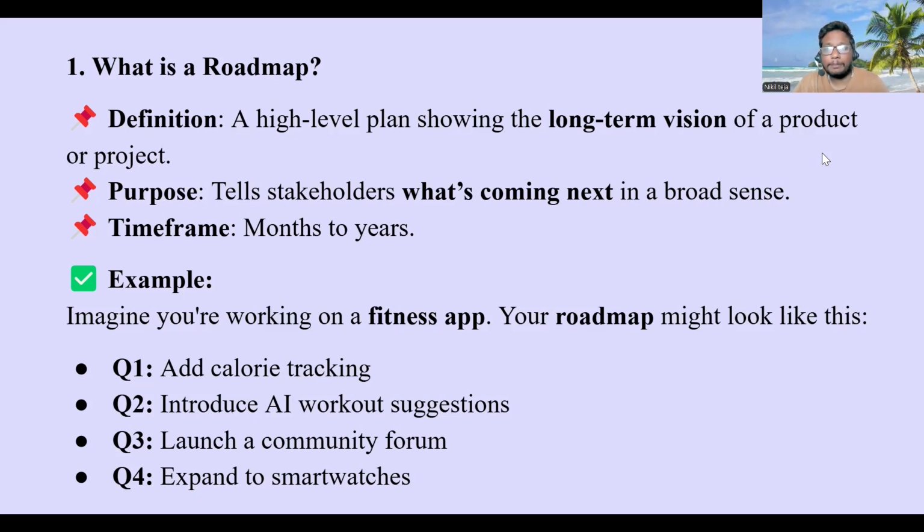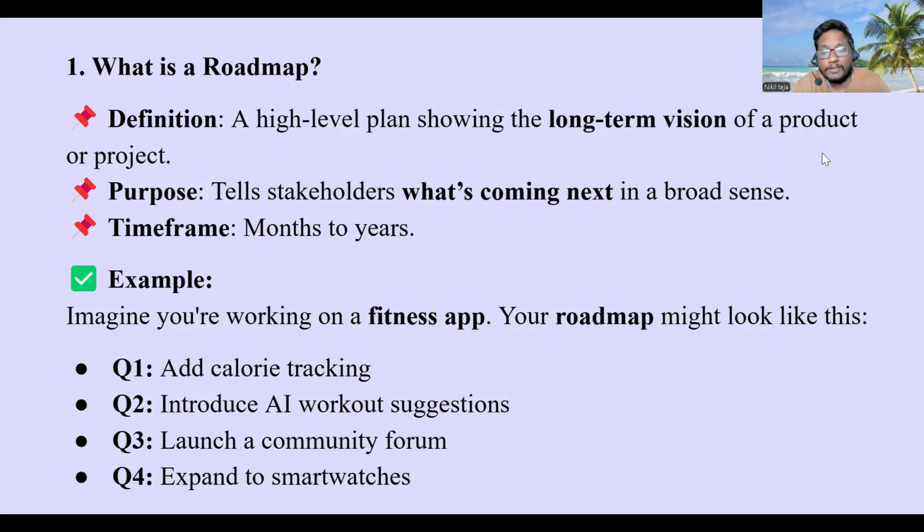It's a clear documentation plan of a long-term, strategic vision. This is strategic thinking. The purpose is to tell stakeholders what is coming next in the broad sense. So the roadmap is basically used for stakeholder communication, to tell them what big thing is coming next. The time frame will be months to years, from half a year to sometimes 2 or 3 years, based upon the project and the product they are building.